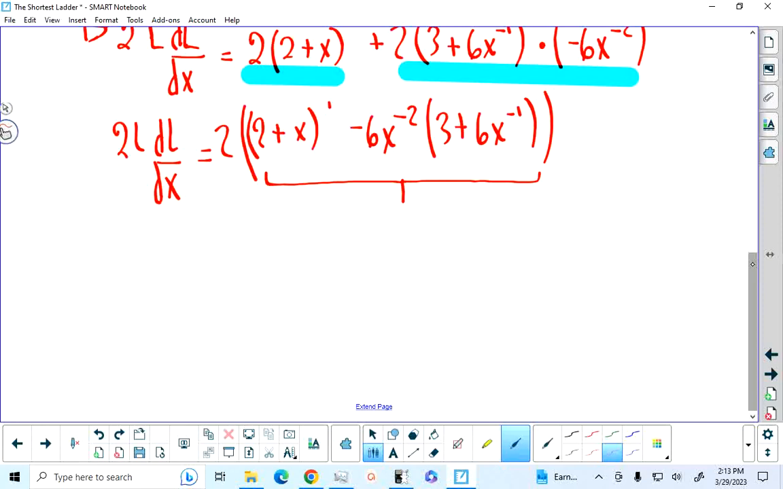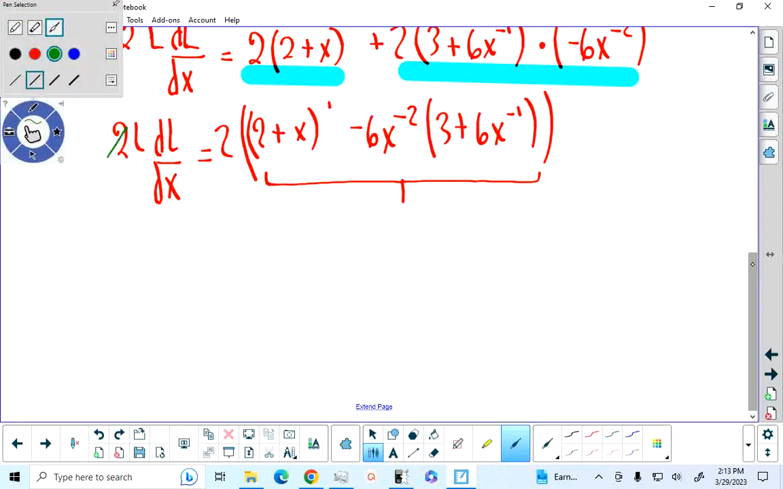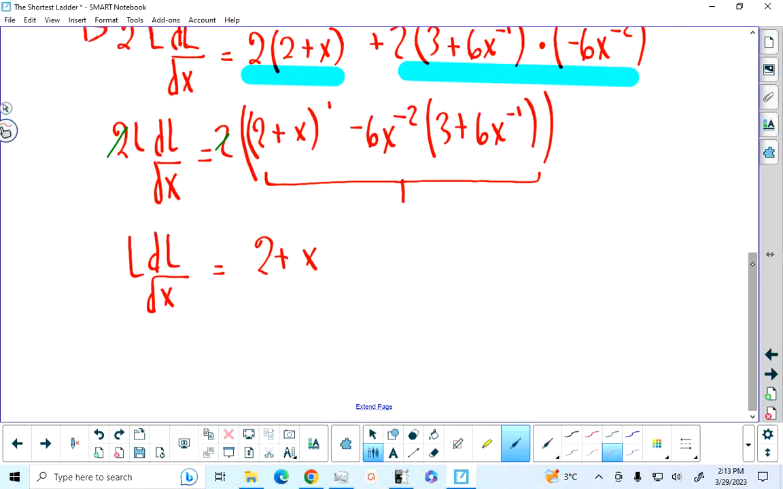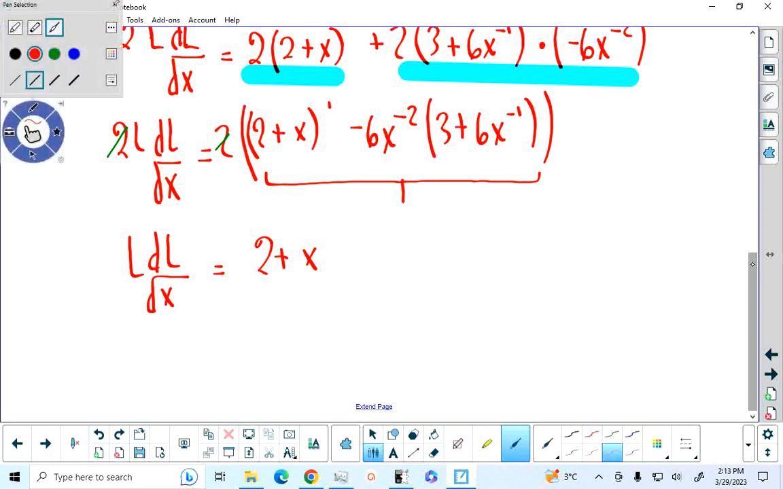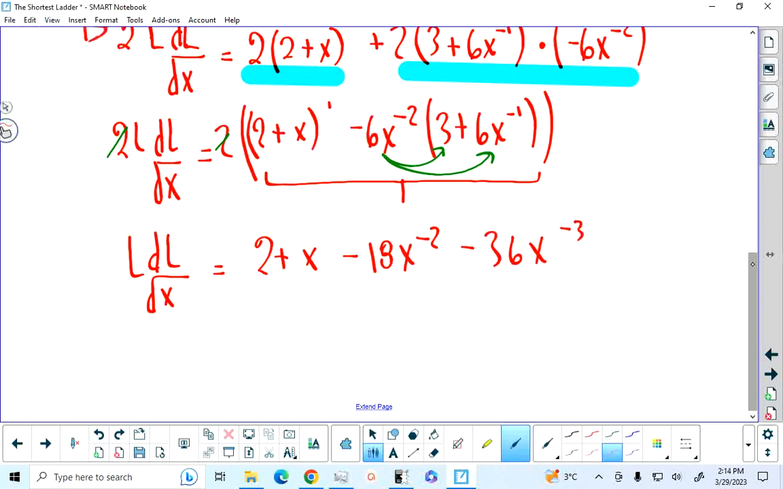By the way, the 2's cancel. So what we're going to end up with here is L dl dx equals, I have 2 plus x, and then I have minus 6x to the negative 2, which I need to multiply by the 3 and by the 6x to the negative 1. So I'm going to get negative 18 x to the negative 2 and minus 36 x to the negative 3.